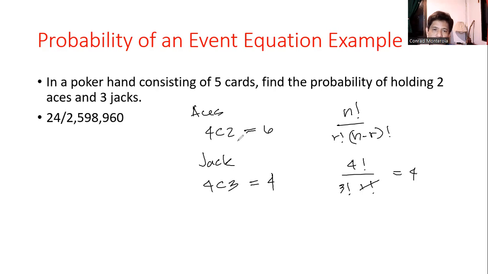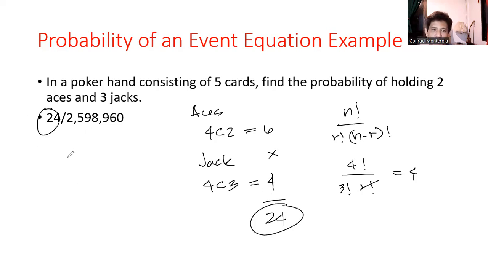Okay, so this is the total combination of getting two aces, and this is the total combination of getting three jacks. By the multiplication rule, the total number of events would be 6 times 4. That's why we have 24. We just multiply these using the multiplication rule, so this gives us 24.